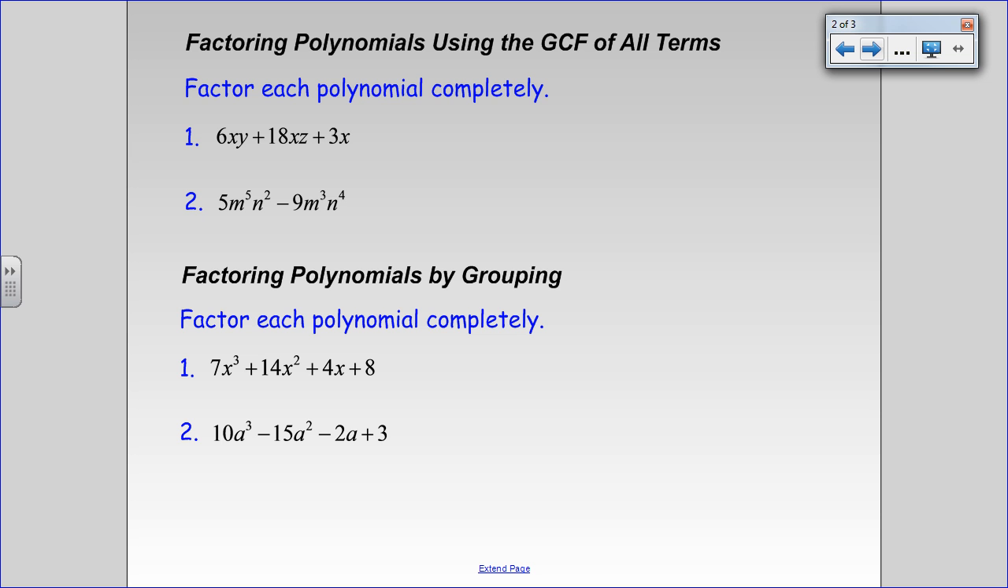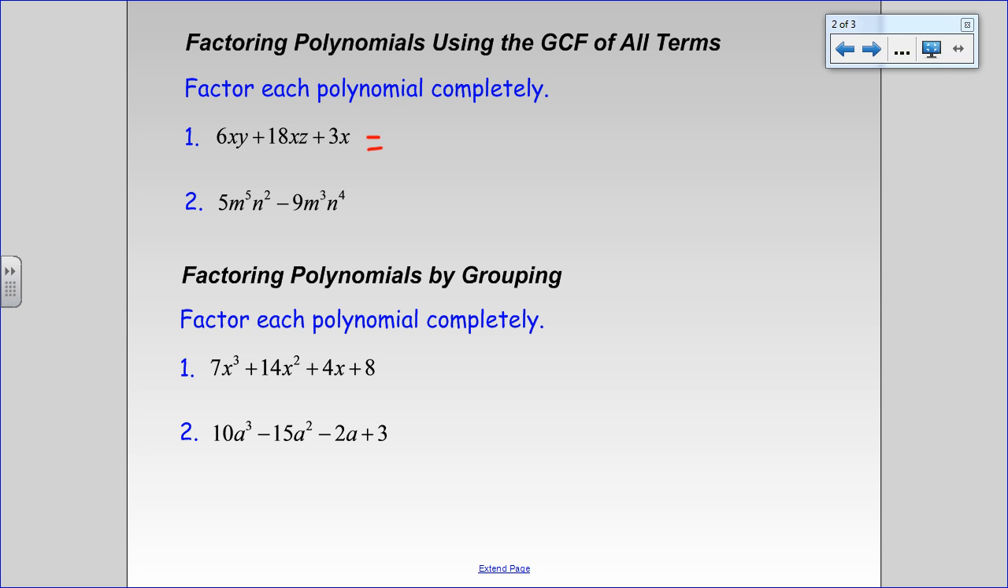Now let's talk about factoring polynomials. The simplest method of factoring a polynomial is to use the distributive rule to factor out the greatest common factor of all the terms of the polynomial. Let's look at two examples. First, the trinomial 6xy plus 18xz plus 3x. Looking at those three terms, we can see that all of those monomials have a factor of 3x.